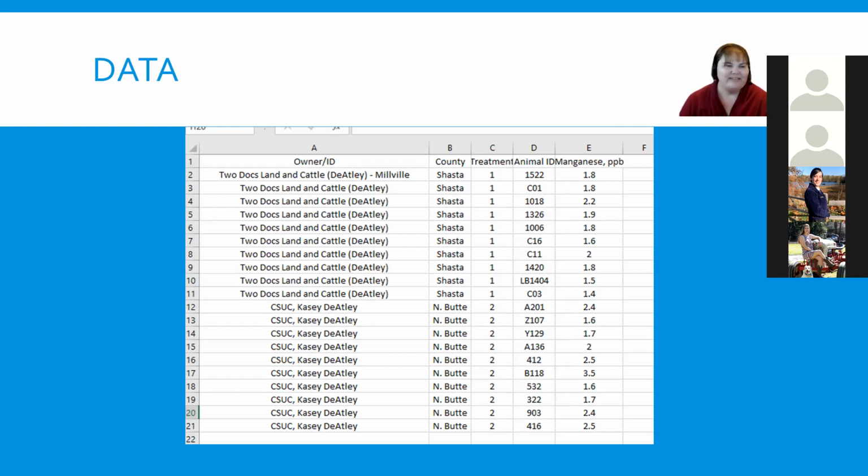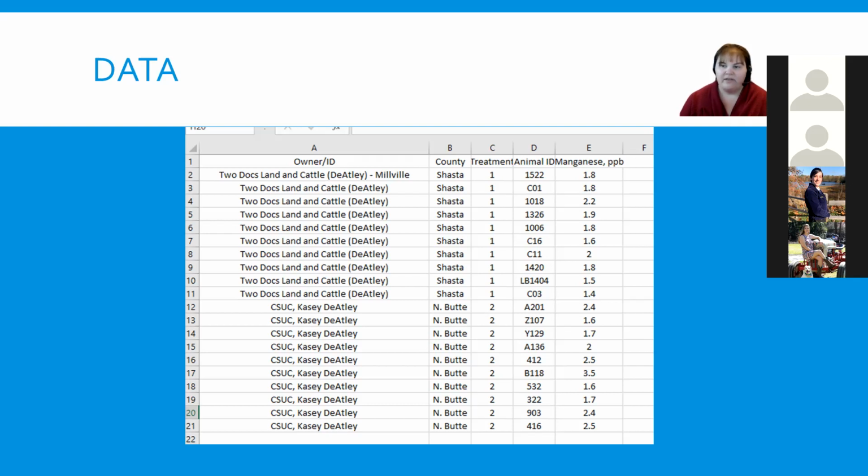Okay. When we collected this data, we took those blood samples, we sent them off to the lab, and they sent us a file back with the parts per billion of manganese in each sample. So each blood sample was identified by individual cow number and also by the treatment group. And so the treatment group is going to be location in this case. So treatment number 1 is cows in Shasta County.